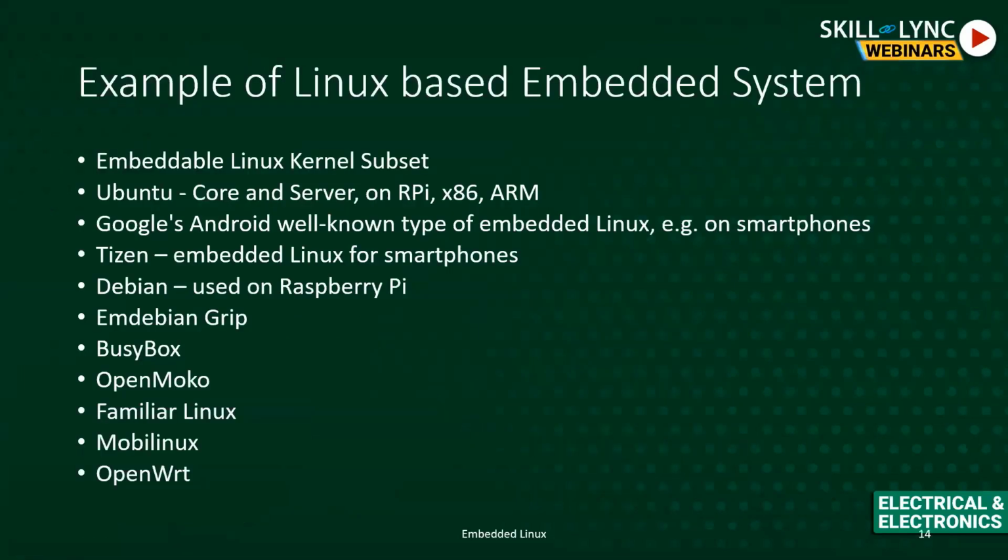So here are some examples of Linux based embedded systems. Ubuntu is a predominantly used operating system that runs on the Raspberry Pi or the x86 or ARM architecture.